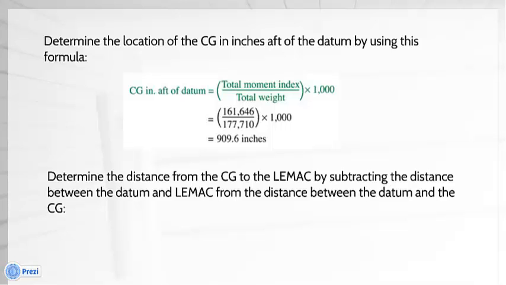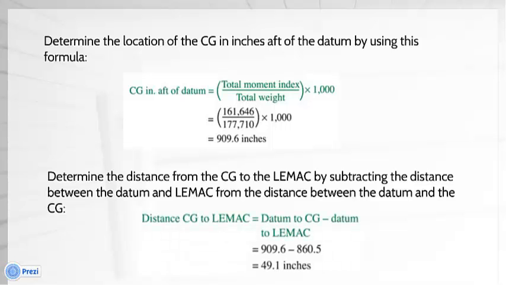Determine the distance from the CG to the LEMAC by subtracting the distance between the datum and LEMAC from the distance between the datum and the CG. Distance CG to LEMAC equals datum to CG minus datum to LEMAC. This will be 909.6 minus 860.5. The answer will be 49.1 inches.